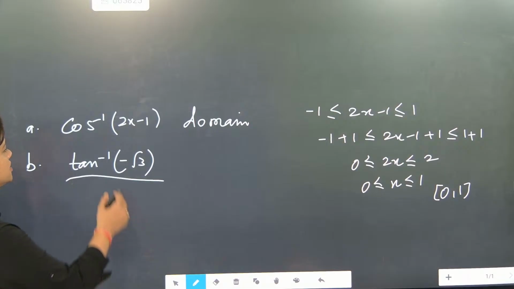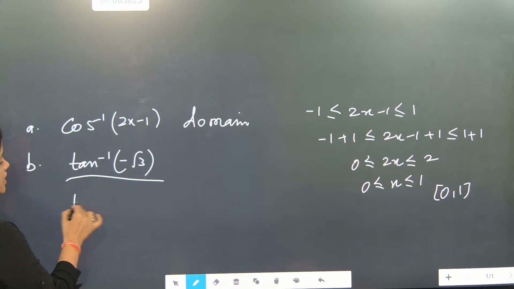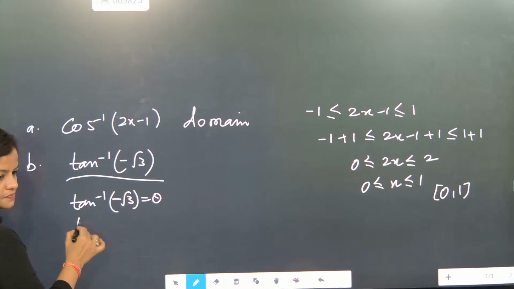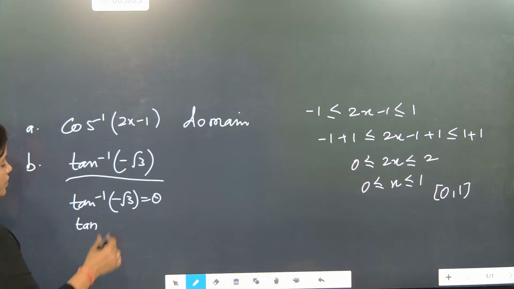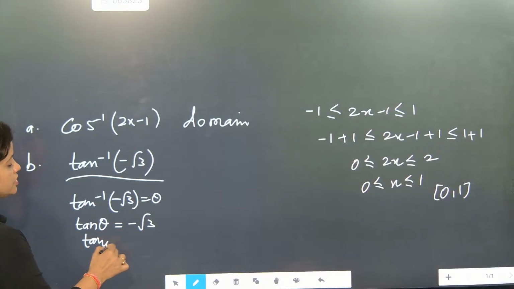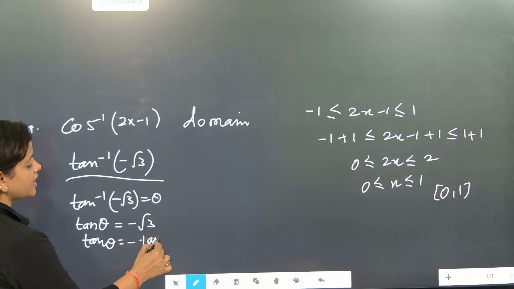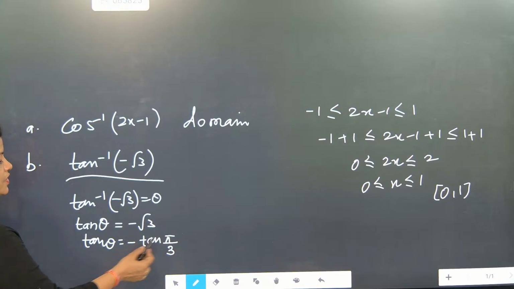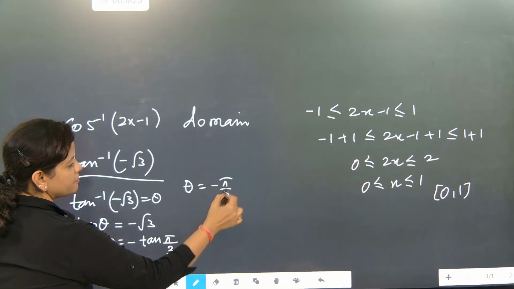Next part is this type of question. When this type of question is there, how are we going to solve? See, tan inverse minus root 3 is equal to theta. So tan theta is equal to minus root 3. And you know that tan theta equal to minus root 3 means minus tan pi by 3, 60 degree. Correct? So now this minus will shift inside. So theta will be equal to minus pi by 3. That's it.